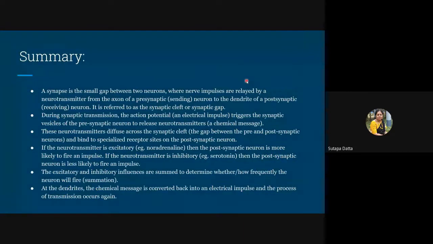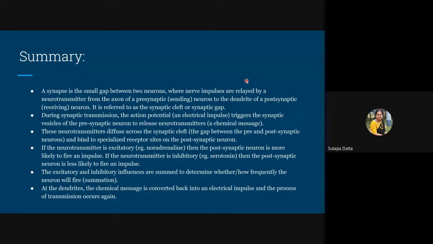From today's lecture, I can summarize that a synapse is the micro gap between two neurons. Here I have written two neurons, but a synapse may also occur between a nerve and a neuron. At the synaptic junction, nerve impulses are relayed in the form of release of neurotransmitters. The neurotransmitters are released from the axon terminal of the presynaptic neuron, and they are received by a dendron or a postsynaptic membrane. And here you can also find a space, that is the synaptic cleft or synaptic gap.